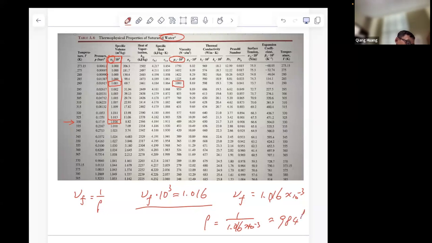And if you want the unit, that's kilograms per cubic meter. As you can see, it is exactly the inverse of the unit that you have here, which is cubic meter per kilogram. Yeah. All right.